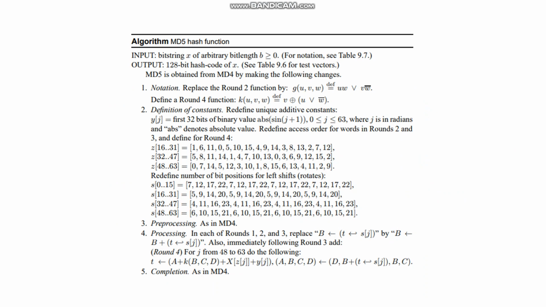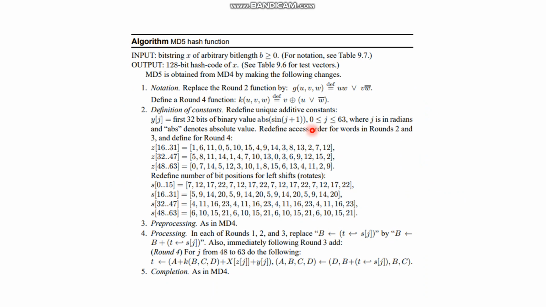Here they replace the round 2 function by g. You can see here the defined round 4 function, equal to these functions, and the definitions of constants redefine unique additive constants: the first 32 bits of the binary value, where g is in radians and abs denotes absolute value. They also redefine the access order for words in round 2 and round 3, and define it for round 4.